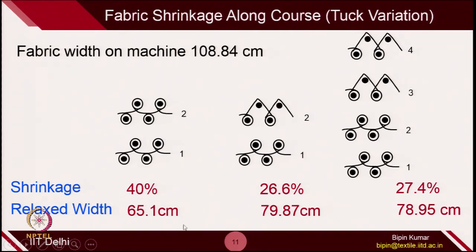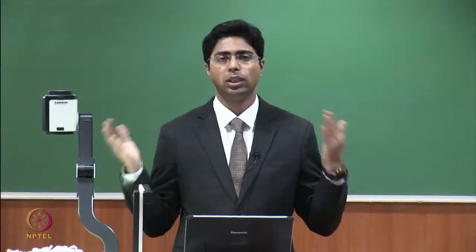In the rib case, with only rib loops in the fabric, the relaxed width was 65.1, but with tuck you can see the fabric width was more, and this is obvious. If you remember the tuck lecture, where I showed you that whenever you introduce tuck, the tuck legs are open. Because of that the fabric width will be more. If the fabric width is more, it means the fabric is not shrinking too much because of the tuck loop. So, in tuck fabrics you can have higher fabric width.